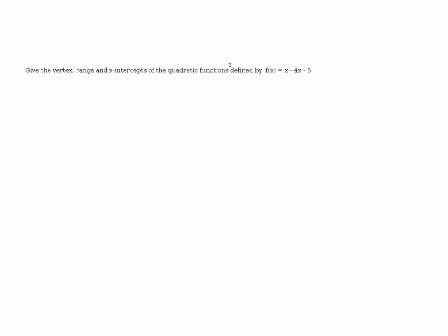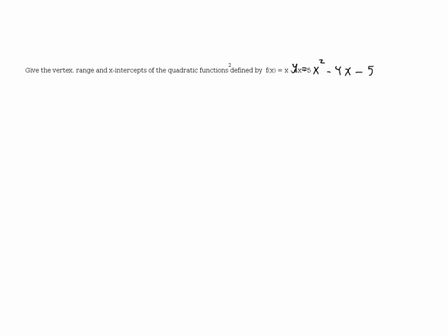Given the vertex, range, and x-intercept of the quadratic function defined by f of x equals x to the power of 2 minus 4x minus 5. Can somebody tell me what would be the shape of this graph? By the way, f of x is kind of like the same as saying y is equal to x squared minus 4x minus 5. Can somebody tell me what would be the shape of this? Somebody type parabola. Very good.